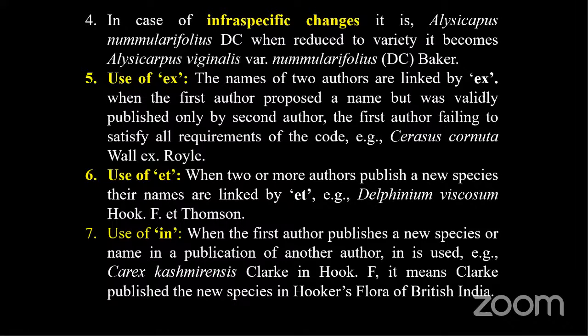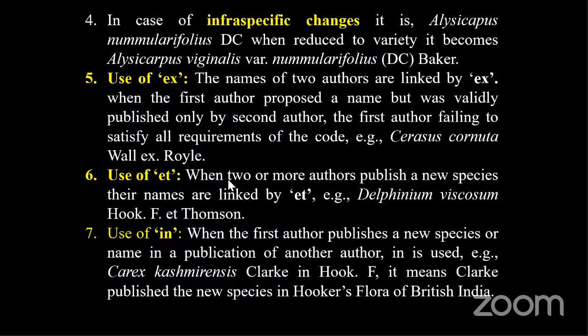Then use of ex means the names of two authors are linked by ex when the first author proposed a name but it was validly published only by the second author. Say, for example, there are certain authors who published that particular name, but it is before the code, and that author is no more. But if a second author is there who has published that name in accordance with the rules of ICBN, validly published, then both authors are given credit, the first author failing to satisfy all requirements of the code. That's why Sirius cornuta Wall. ex Royle. Ex is mainly related to the second author who has validly published that name of a plant. So for that purpose, this use of ex is there.